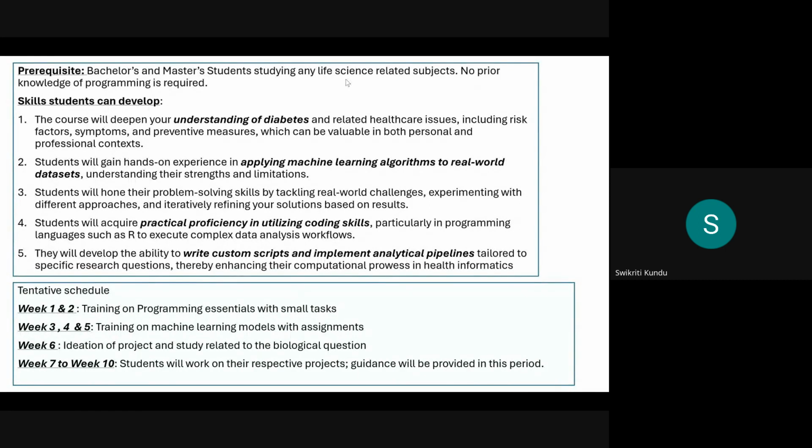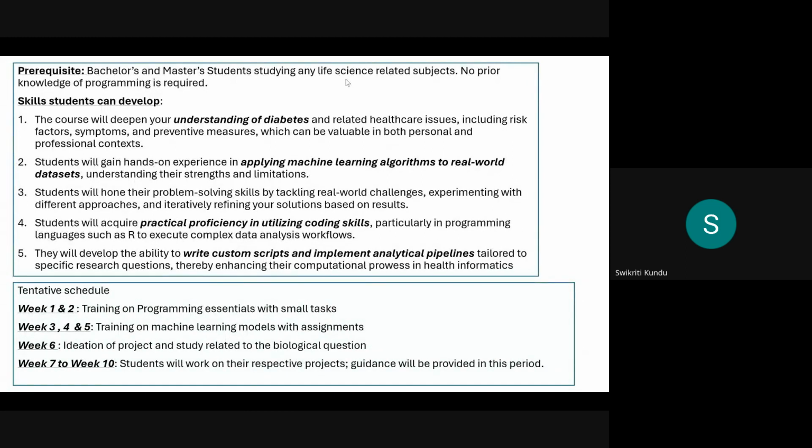Students will gain hands-on experience in applying machine learning algorithms to real-world problems, understanding their strengths and limitations through these problems, experimenting with various techniques and continuously improving the solution depending on outcomes. Students will also gain hands-on experience using their coding ability to perform complex data analysis, particularly with programming languages like R programming.